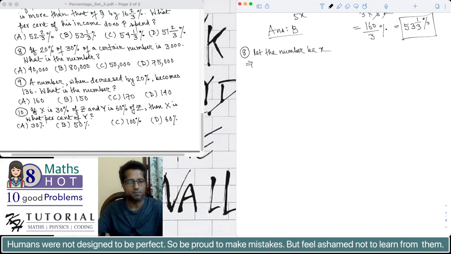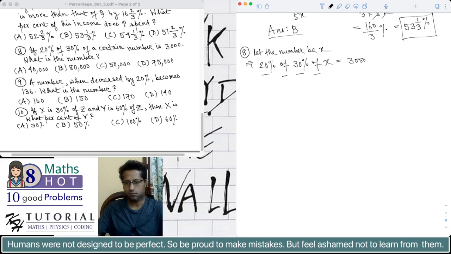What is given as per the given statement? It is saying that 20% of 30% of a certain number, which we have assumed to be x, is equal to 3000. Now you see there are multiple of operators and multiple percentages.